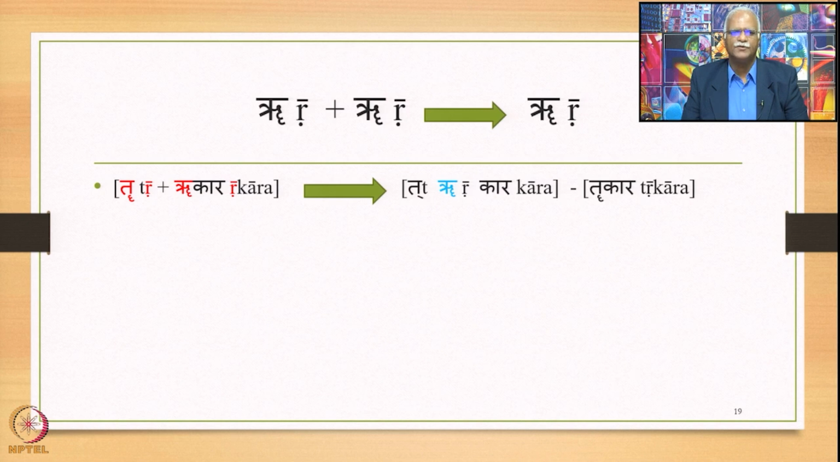A similar example would be tri plus ru kara, where we have long ru followed by long ru as input and the output generated is long ru. So tri followed by ru kara, the output generated after the application of 6.1.101 is the ru and kara. So tri kara. There isn't any other example to illustrate this particular sandhi except this.